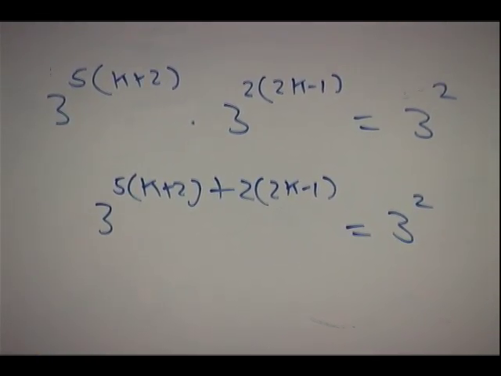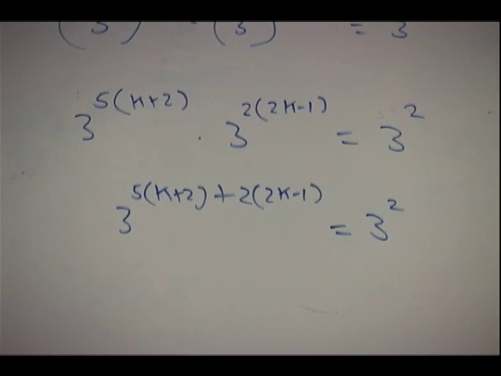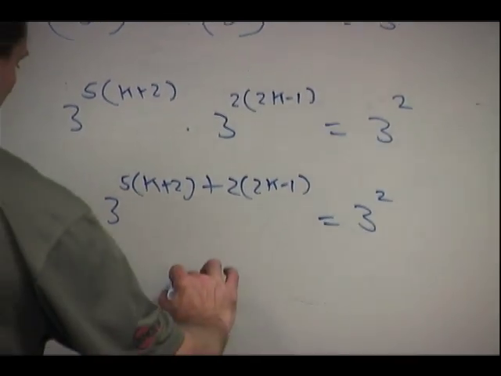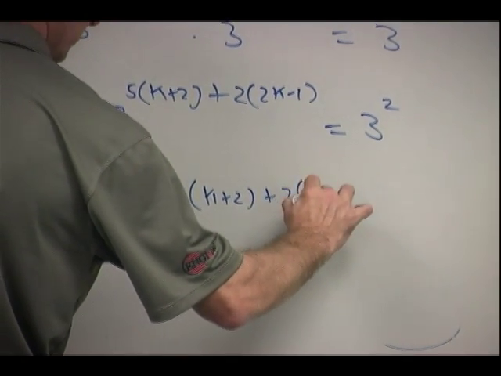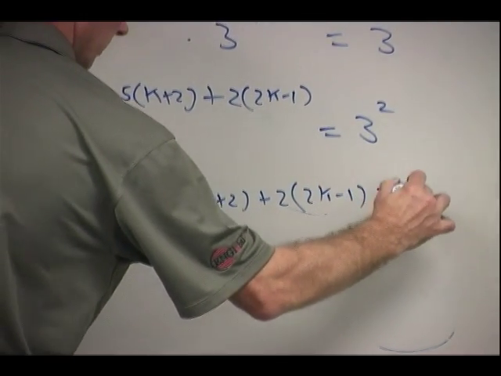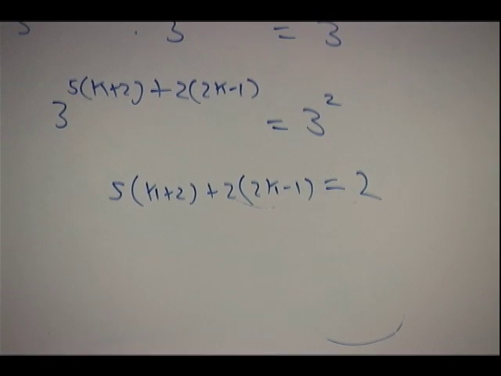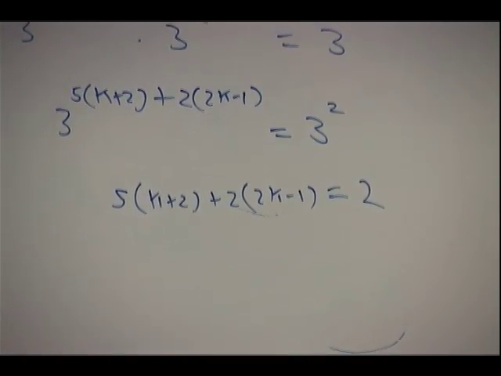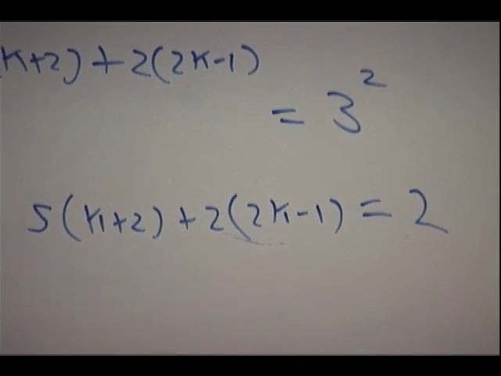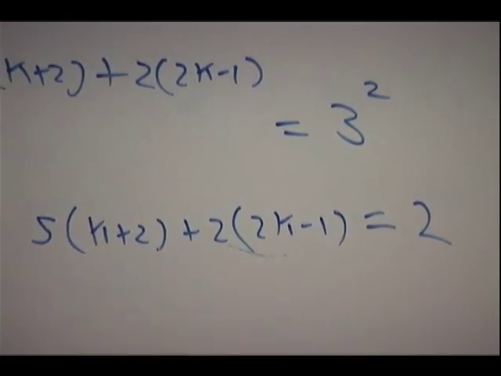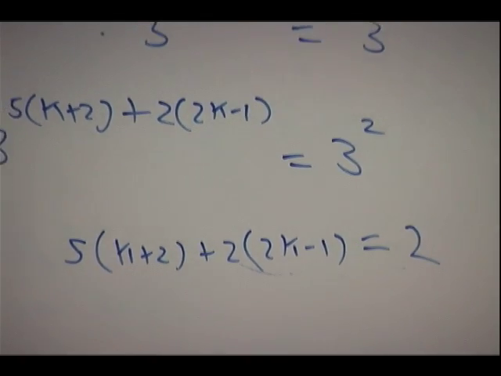Now the bases are the same. What do you do with the exponents? You equate them. So we have 5 times k plus 2 plus 2 times 2k minus 1 is equal to 2. Notice the 3, the base, has disappeared. And even though that's a little bit longer than the other one, that's still a beginning algebra problem. You distribute, move stuff around, and get x all alone, or in this case, k all alone.